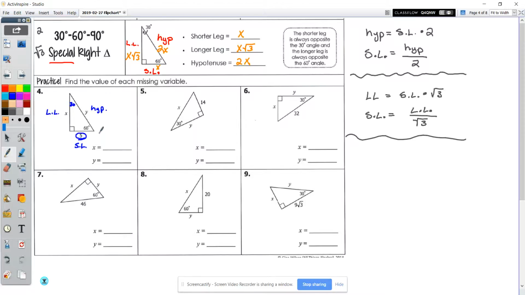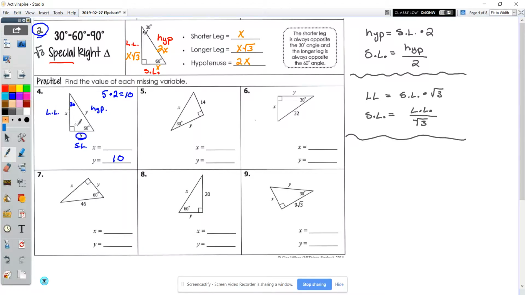So then I ask myself this question: what's the relationship between the short leg and the hypotenuse? If I remember, that relationship is 2 between short leg and hypotenuse. So that means it's double. So I can take 5 times 2 to get the hypotenuse. 5 times 2 equals 10. So the hypotenuse has a length of 10.